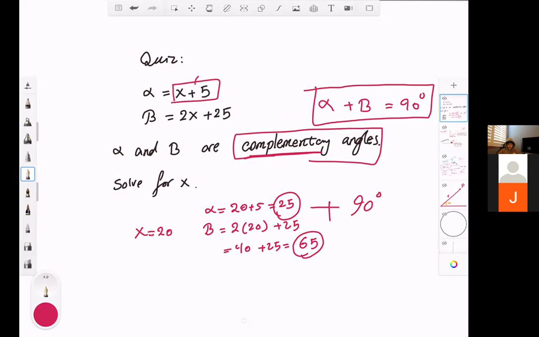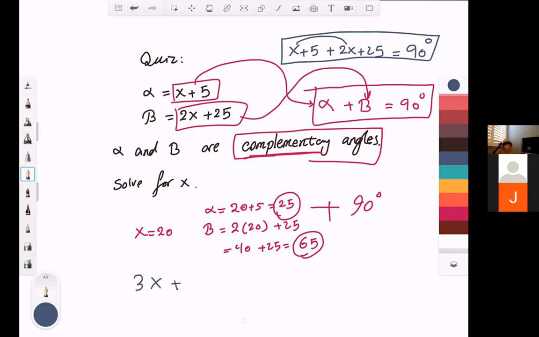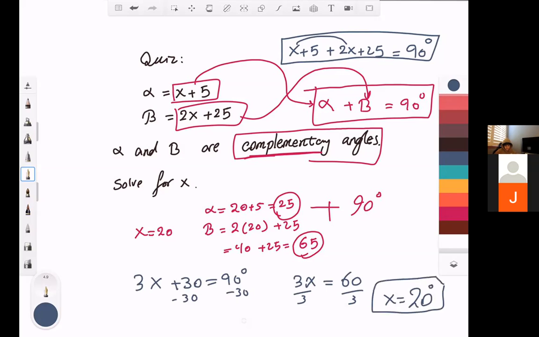Then alpha has x plus 5, so I put x plus 5 for alpha and 2x plus 25 for beta. That's how Jason solved it. x plus 5 plus 2x plus 25 equals 90 degrees. Now we have one equation, one unknown, which is x. x plus 2x is 3x, plus 30 equals 90 degrees. Minus 30 on both sides, then we have 3x equals 60, divided by 3, x equals 20 degrees, or 20.